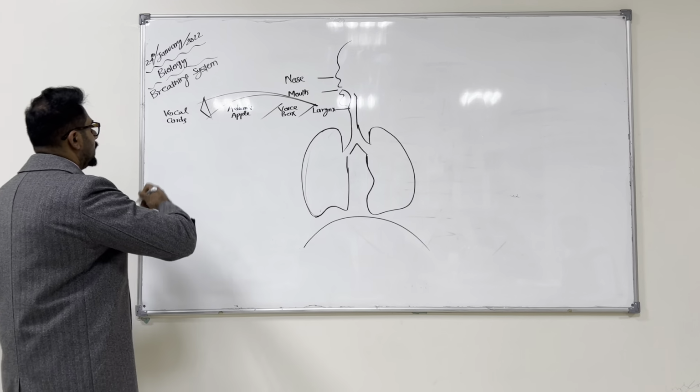If I draw this bone, this bone is the shape of an apple. As it is the shape of an apple, and the first person in this world was Adam, peace be upon him, right? Hazrat Adam alayhi salam. So that's why this is called as an Adam's apple. Got it now? Why it is called Adam's apple.